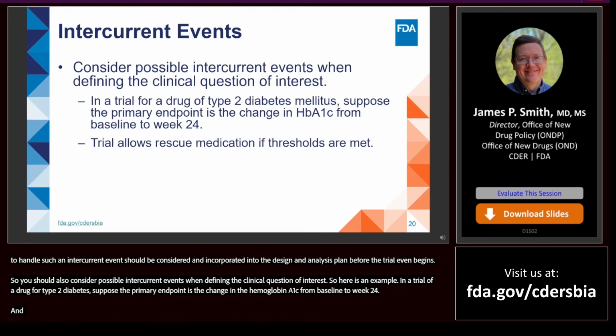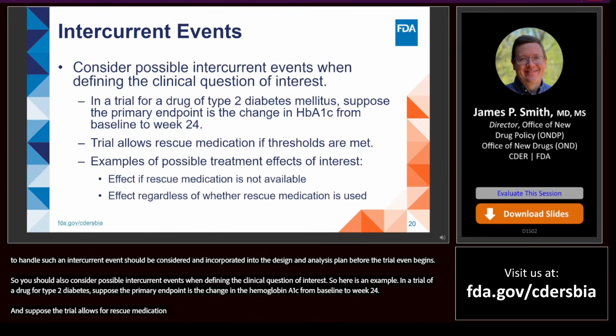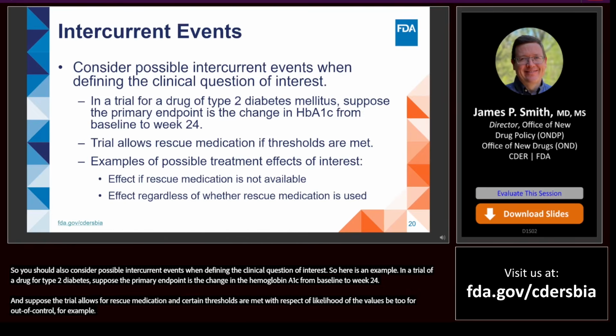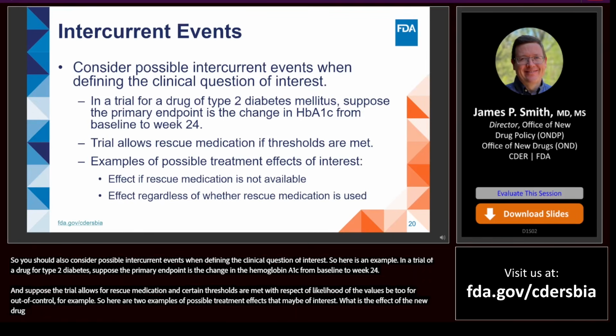So here are two examples of possible treatment effects that may be of interest. What's the effect of the new drug if rescue medication is not available? Or what is the effect of the new drug regardless of whether rescue medication is used? Now, I don't have time to discuss how the effect of interest would result in different design considerations, but suffice it to say that these are distinct questions, right? And that should be considered on the front end, not after the fact.